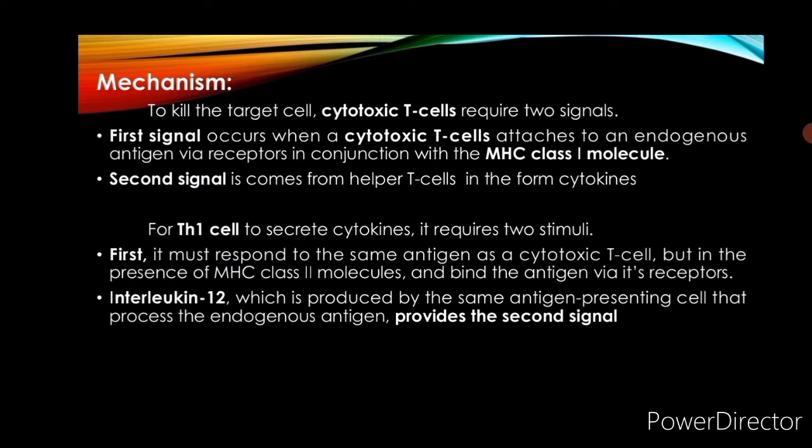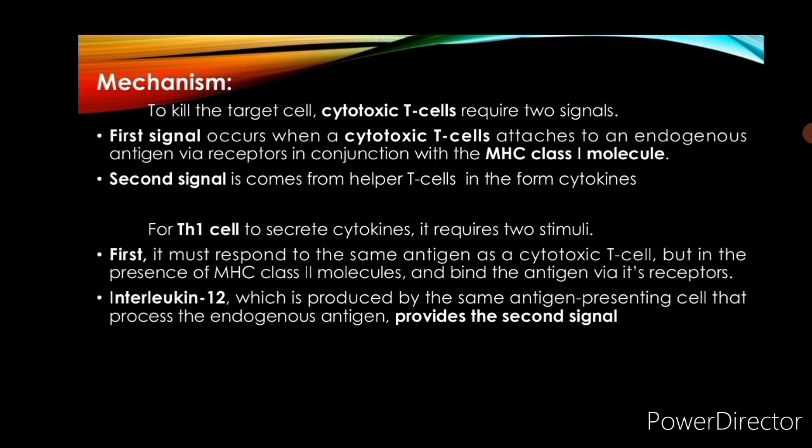For the Th1 cell to secrete cytokines, it requires two stimuli. First, it must respond to the same antigen as a cytotoxic T cell, but in the presence of MHC class II molecules, and bind the antigen via its receptors. Interleukin 12, which is produced by the same antigen presenting cell that processes the endogenous antigen, provides the second signal. The interleukin 12 acts as a co-stimulator.